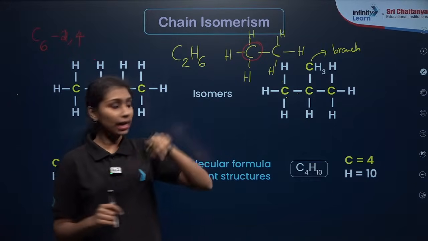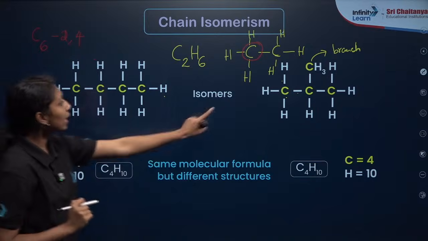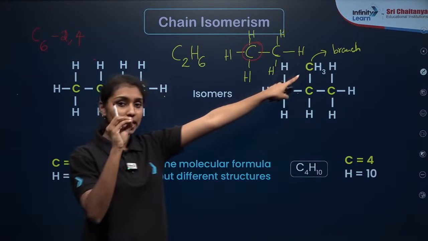So the difference is that here it is a straight chain compound, right? Here it is a straight chain compound. But here one of the CH3 groups is coming as a branch.